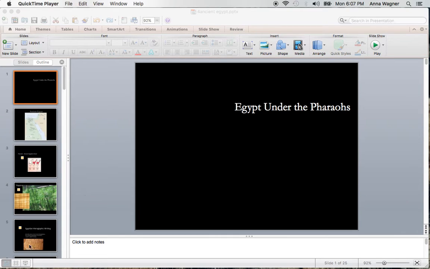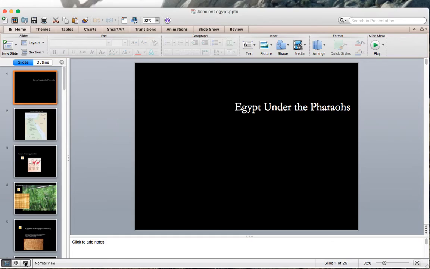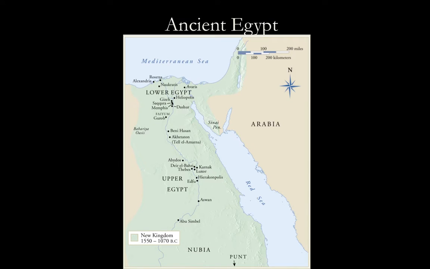Hey everyone! Today we're going to talk about ancient Egypt, and specifically ancient Egypt as ruled by the pharaohs. So here is a map of ancient Egypt. And for the beginning of ancient Egyptian history and sort of throughout it, there were lots of conflicts.